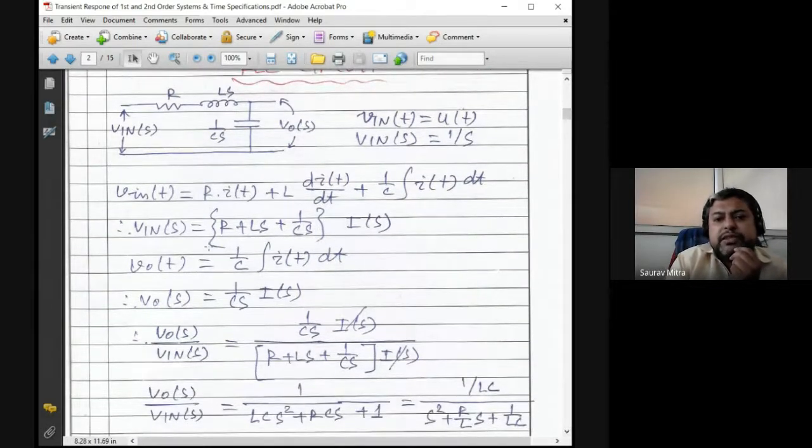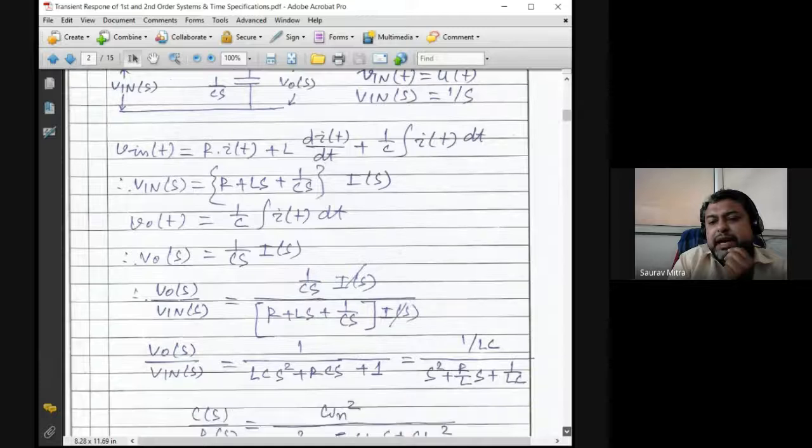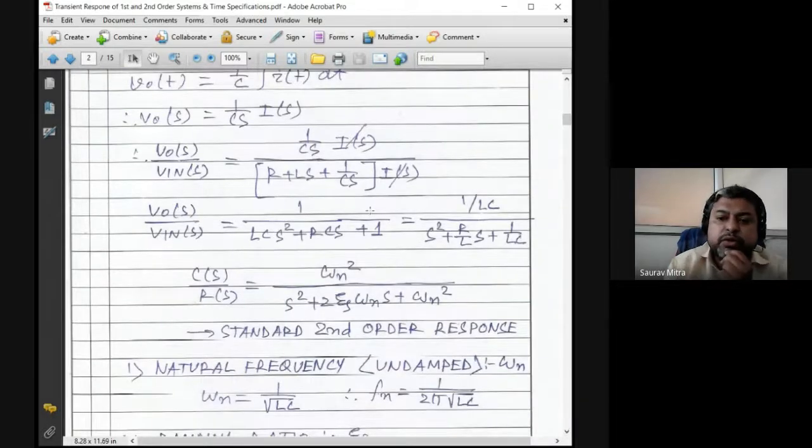So what you have to see is V in. Whenever you are writing V in, the same thing is there: R into i(t) plus L into di(t)/dt plus 1 by C integral of i(t), and you take it into the Laplace domain, you find R plus LS plus 1 by CS. And what is the output? Output is nothing but the output across the capacitor, that is 1 by CS into I(s). Now you do output by input. What you find is 1 by CS divided by R plus LS plus 1 by CS. So this note will be given to you and you please prepare.